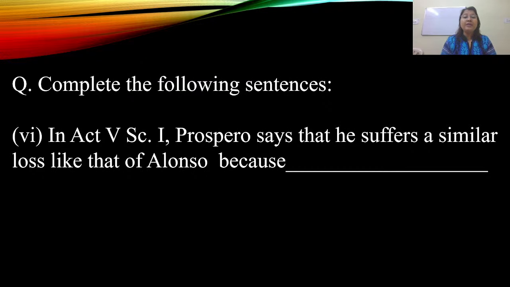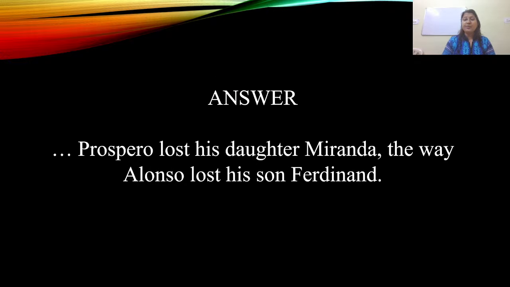In Act 5, Scene 1, Prospero says that he suffers a similar loss like that of Alonso. Because, why does he say so? Because Prospero lost his daughter Miranda the way Alonso lost his son Ferdinand. Alright? So, you can see in all these questions, children, these are very straightforward questions. So, the first reason, whatever comes to your mind, you just jot it down. You are not supposed to go much into depth, or think of 2 3 points. No, the first immediate point which is given in the text, that has to be written as the reason.